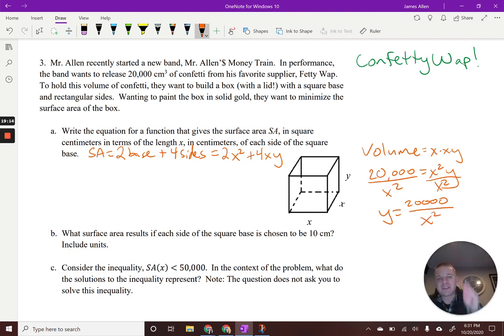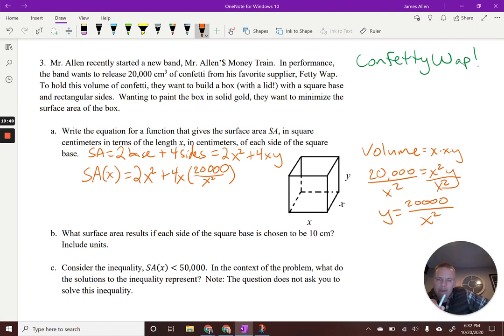Beautiful. Fantastic. I'm going to substitute that into my surface area function. So now I will have surface area of x. That was a funky x there. Is equal to 2x squared plus 4x, and then in place of y will be the 20,000 over x squared. I like it.